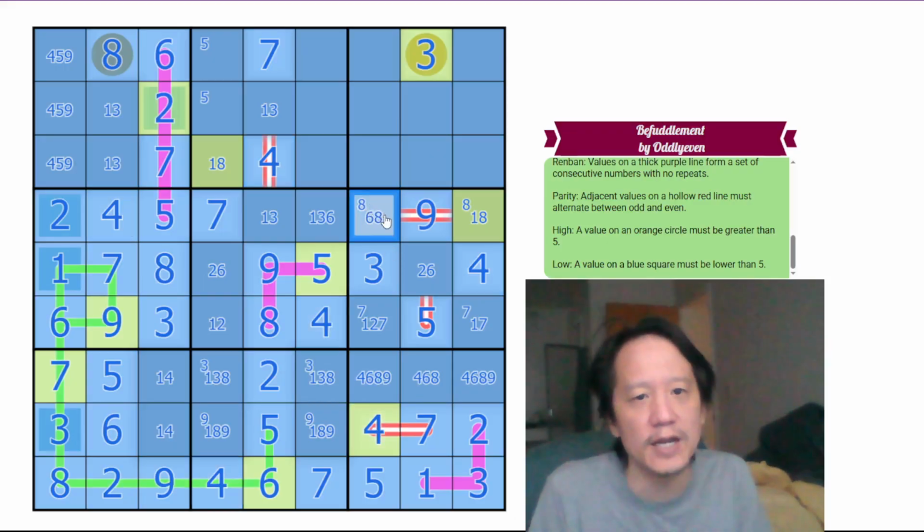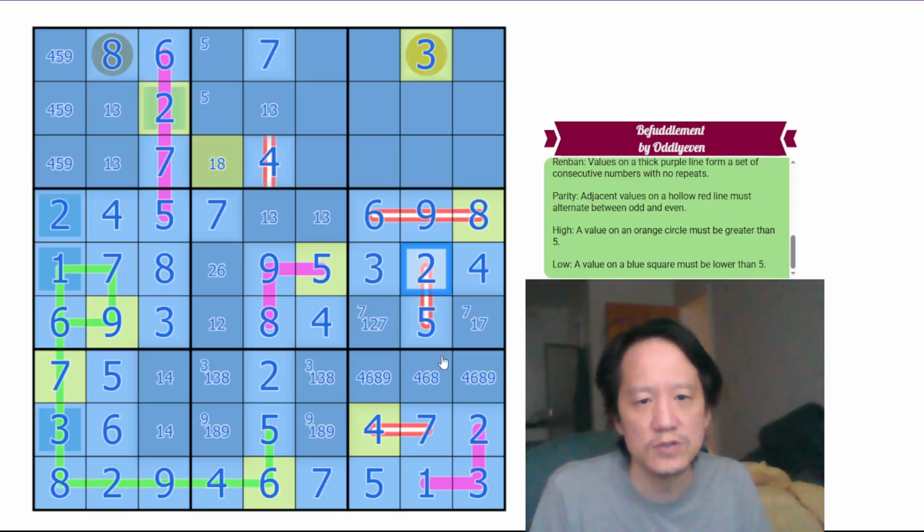This cannot be 8 by itself in value, so this is 6. So this can't be 6 here. This is a 1-3 pair. That eliminates 1 here, so this is 8. So we have a 6 in value. This can't be 6, so that's 2. That means this can't be 2 here. This can't be 2 here. That's 6. This 1-3 pair eliminates 1 and 3 in the rest of the box, so this is 2.